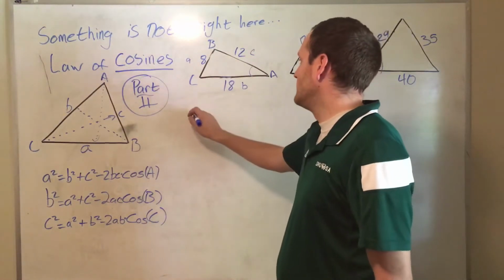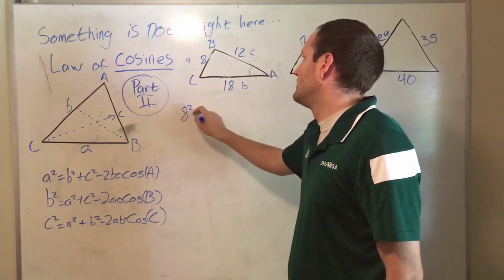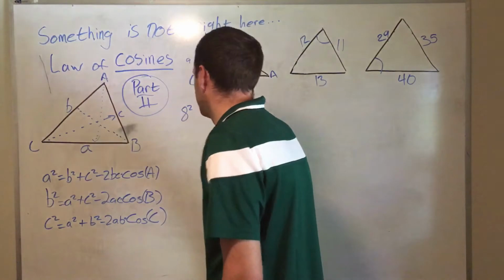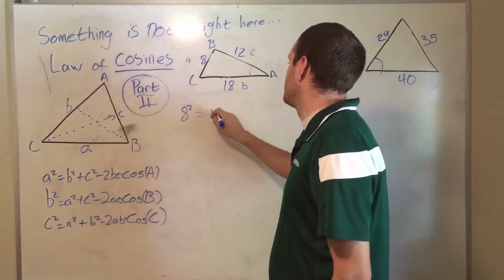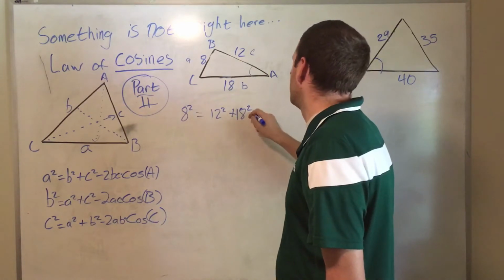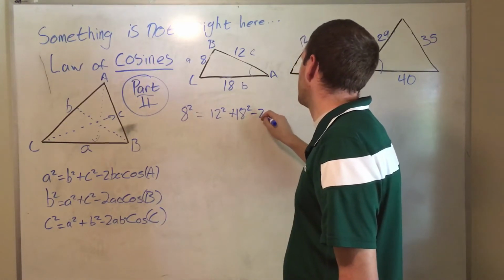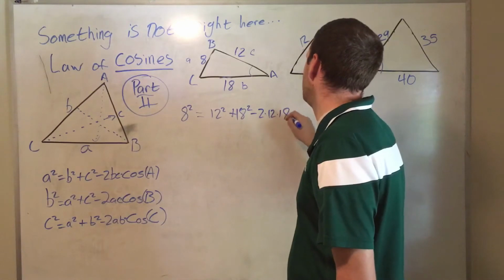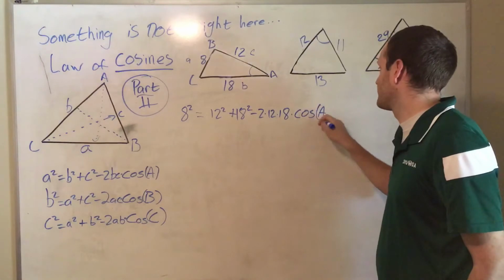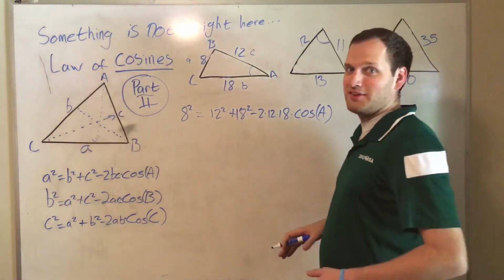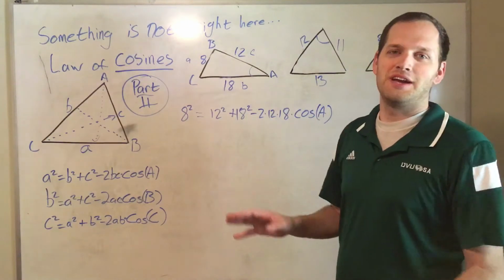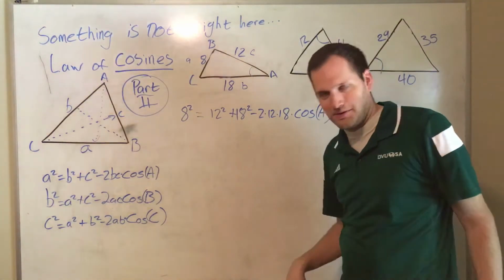So that gives me 8 squared equals 12 squared plus 18 squared minus 2 times 12 times 18 times cosine of A. If you have a TI Inspire calculator, use NSolve. You're done. If you don't have a TI Inspire calculator, follow through on the rest of this.